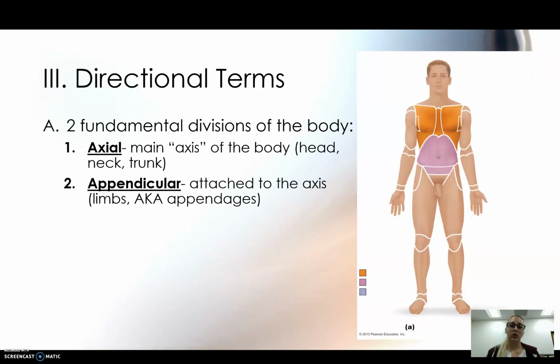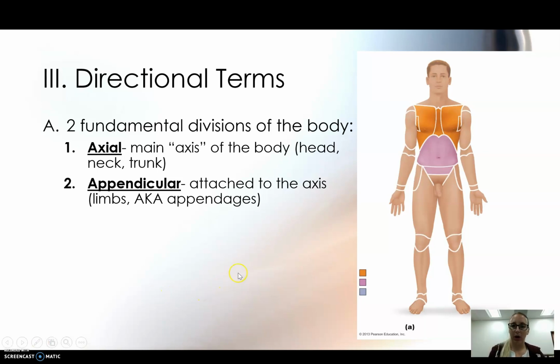Getting into directional terms, it is exactly like it sounds. This is going to be terminology that helps locate or place something. To really get into that, we're going to start big, and then we'll work our way to smaller. So two fundamental divisions of the body are axial and appendicular. Axial you can remember because it sounds like the axis, or you can also remember the axle of your car. It's the middle in between two tires.